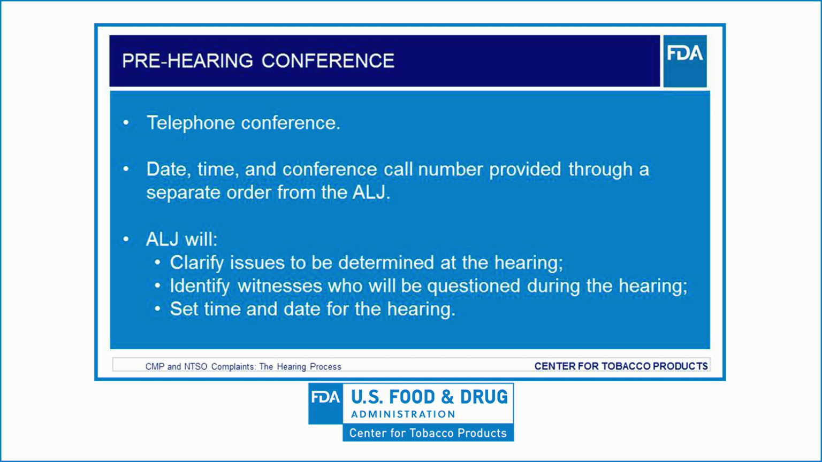The ALJ will issue a separate order with a date and time for the conference as well as a conference call number. During the conference, the ALJ will clarify the issues to be decided at the hearing, identify the witnesses who will be questioned during the hearing, who will be the witnesses each party identified in its pre-hearing exchange, and for whom the parties had timely submitted their written sworn direct testimony, and set a date and time for the hearing that is acceptable to all participants. Now that we have discussed what happens before the hearing, we'll now discuss what happens at the hearing itself.